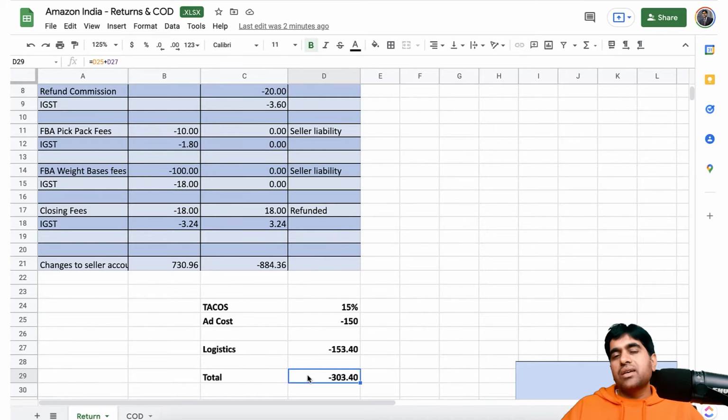I mean, returns are there for a reason, right? Because customers are buying your product without seeing it. So returns are a fact of life in e-commerce businesses. But I want to make sure that you understand the total amount that you will be incurring on each return, and make sure you include that when you calculate your costs.